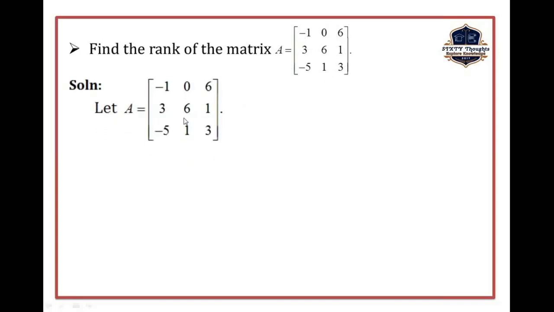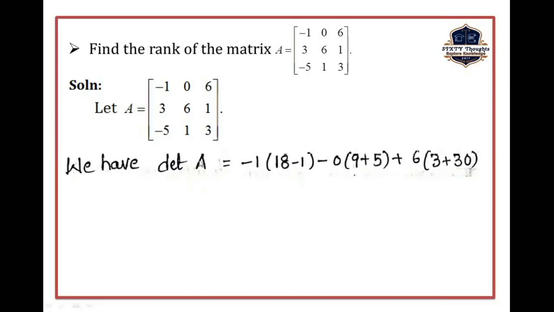Solution. Let us consider the given matrix as A. First I will find the determinant value, that means modulus of A. Right, so we have to find the determinant value. How to find the determinant value? We consider the first element, which is -1. Ignoring the corresponding row and column, we get this 4 value. If we multiply, 6 3s are 18, 18 minus 1, we get this term.